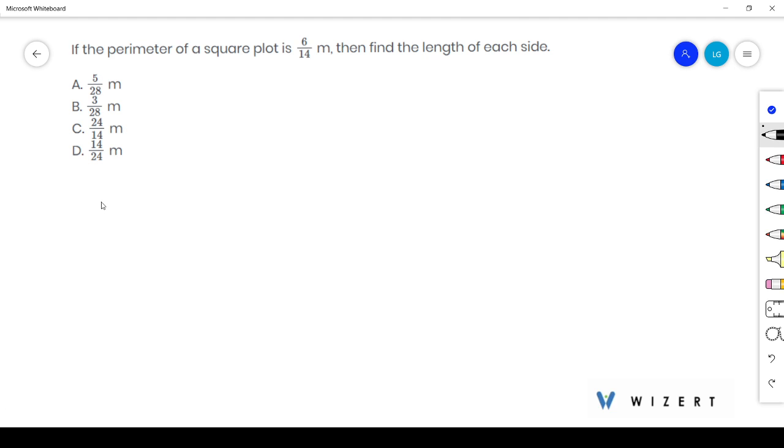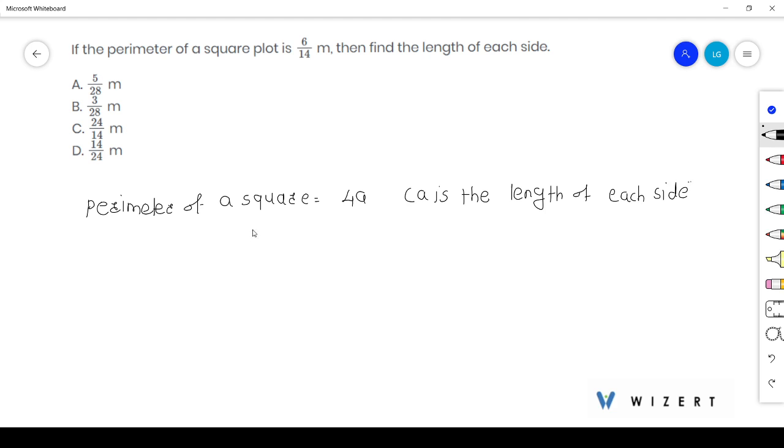Our question is, if the perimeter of a square plot is 6/14 meter, then find the length of each side. Firstly, we know that the perimeter of a square is given by 4a, where a is the length of each side.